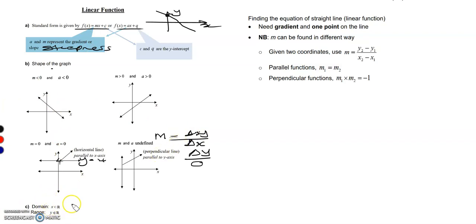Then we look into the domain. Your domain is x, an element of the real numbers. So here it means that your graph can occupy any value of x. In terms of x values, it's from negative infinity to positive infinity. Then again, the graph can approach any number from negative infinity to positive infinity.